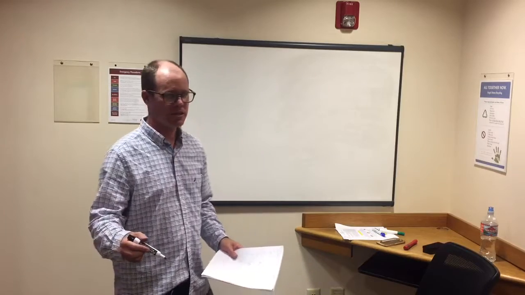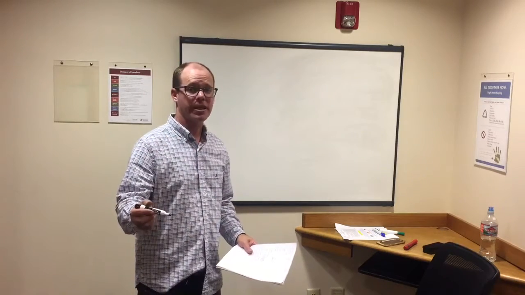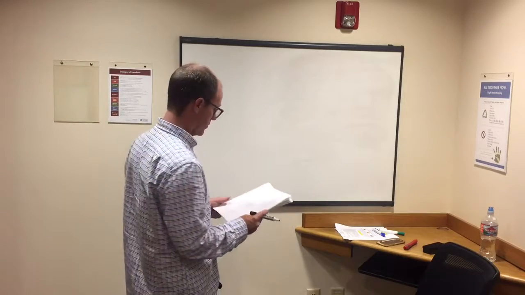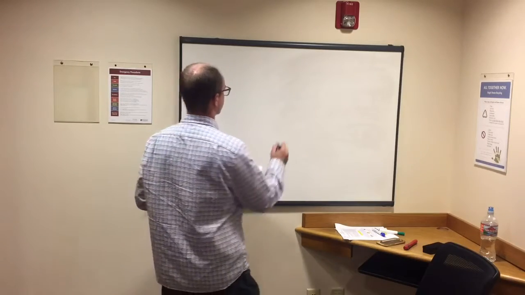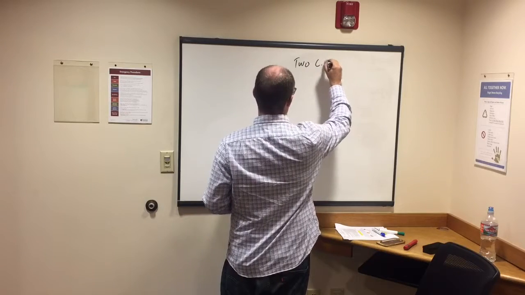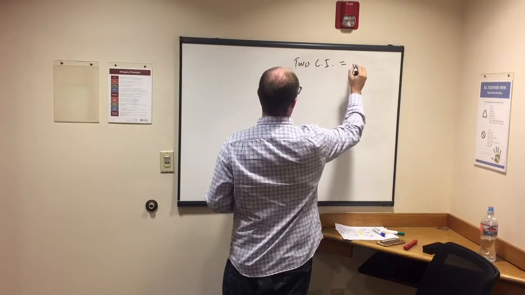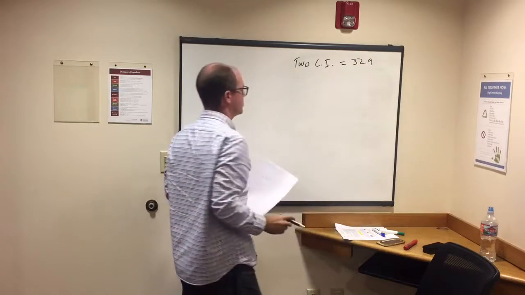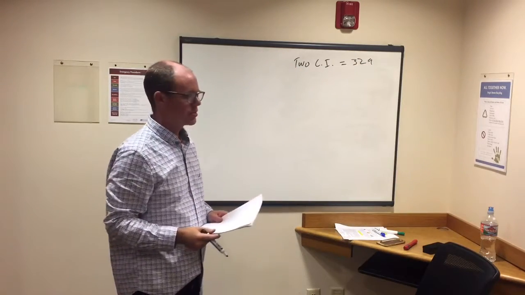In this video, we're going to look at two consecutive integers. So you have questions with two consecutive integers, and sometimes you'll have questions with consecutive even integers. So this one is just consecutive integers. Okay, so we're just using CI as an abbreviation for consecutive integers. Two consecutive integers total 329.